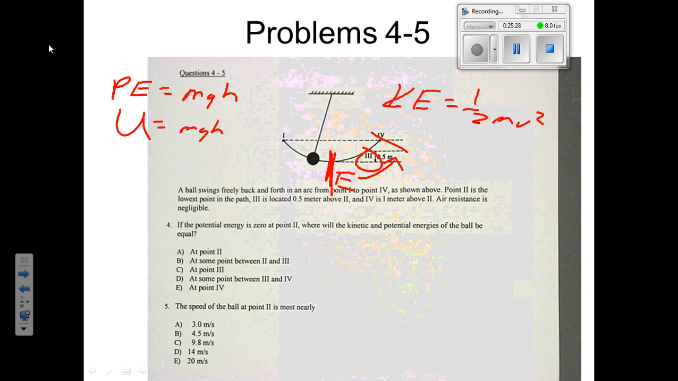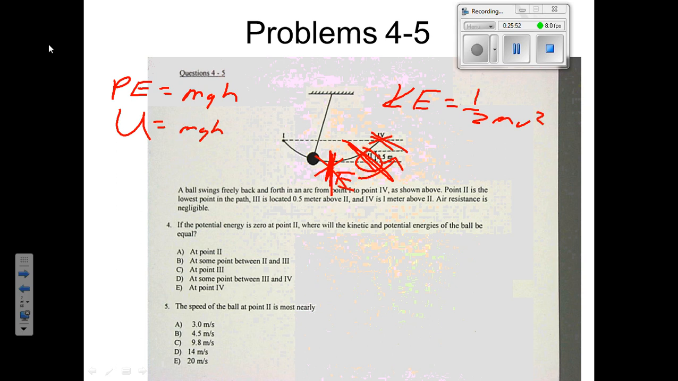At point 3, half the energy is going to be potential, and half the energy is going to be kinetic. Make sense? At point 4, all the energy is going to be potential. At point 2, it's all kinetic, but at this halfway point, it's half of each.